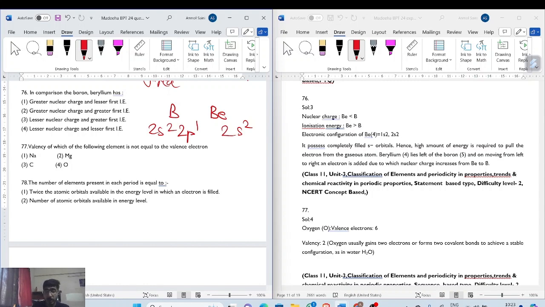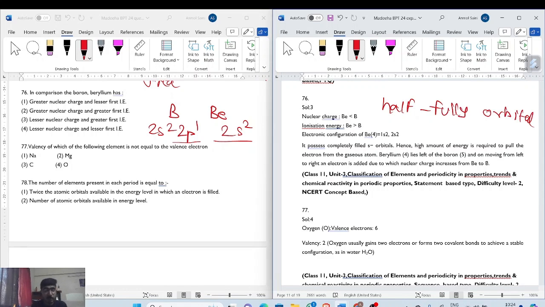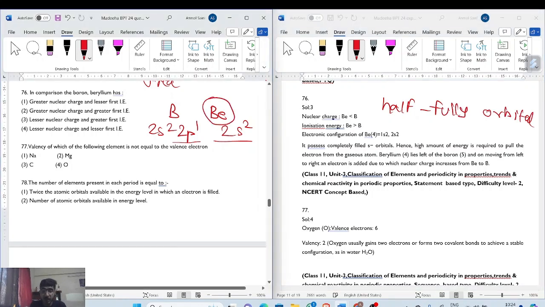So, the comment on ionization enthalpy: here beryllium has a fully filled stable orbital, and boron does not have that stable orbital, because we know that half filled and fully filled orbitals are more stable. So the electronic configuration of beryllium is more stable, so we require more ionization enthalpy to remove the electron from beryllium. So in comparison to boron, beryllium has the greater ionization enthalpy.